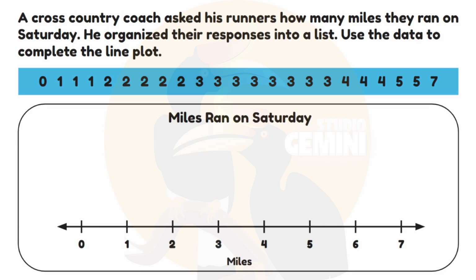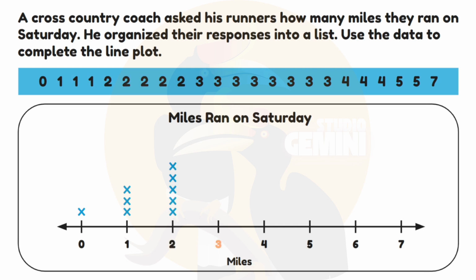Let's get started. How many runners ran 0 miles on Saturday? When we look at our list, we see that there is 1 0, so we can place 1 X above 0 on our line plot. What about 1 mile? Well, there are 3 ones in our list, so we can place 3 X's above the number 1. Moving on to 2 miles. How many runners ran 2 miles on Saturday? Since there are 5 2's, we can place 5 X's here.